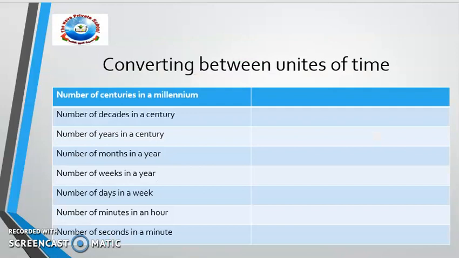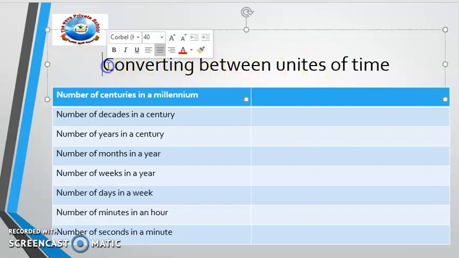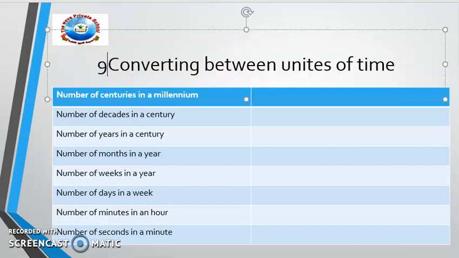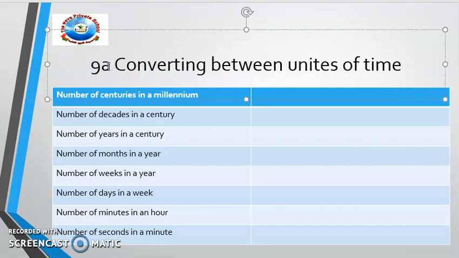After that, on page number 152 of your workbook, some people have 152 and some may have other pages. I am telling you about the topic. This is 9A, converting between units of time. This is the topic, converting between units of time, and I can write here 9A. You can see this part on your page.